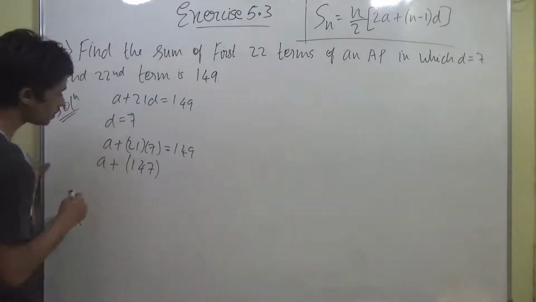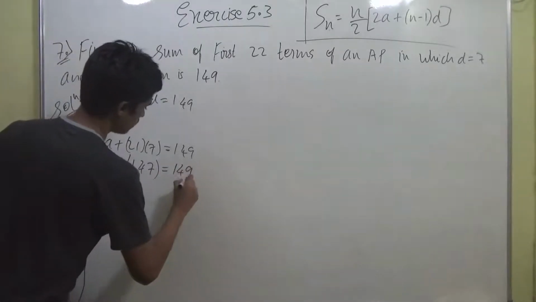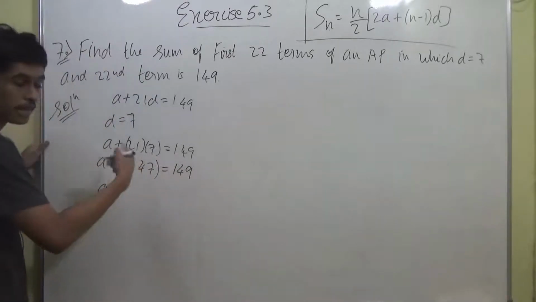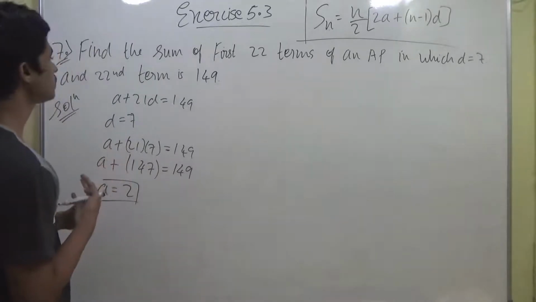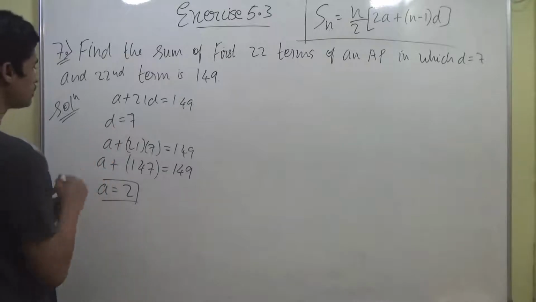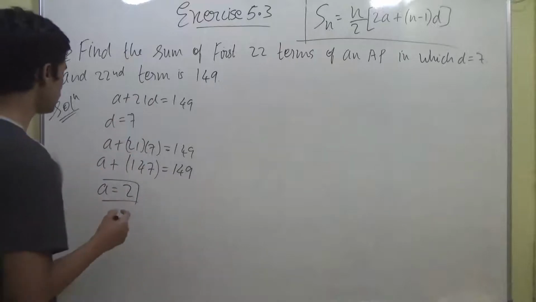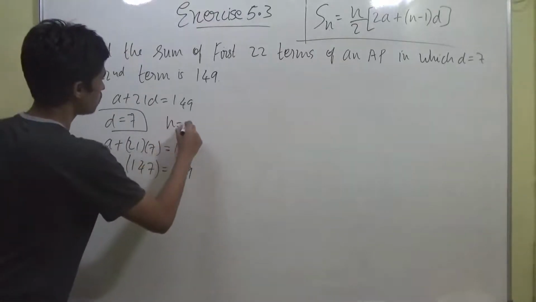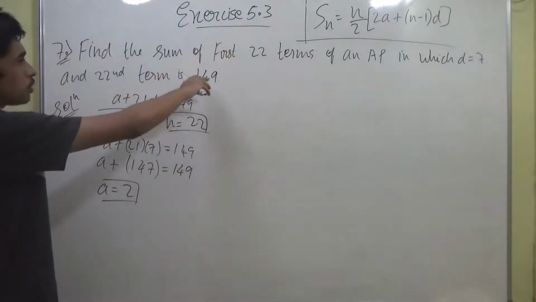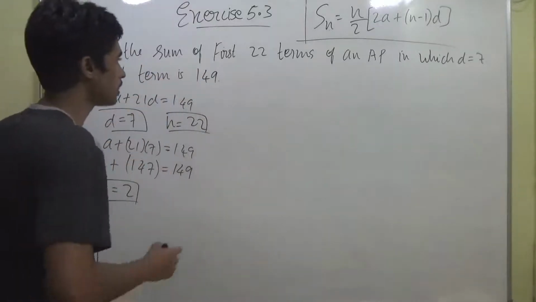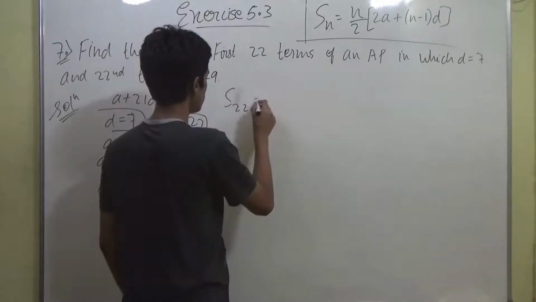A plus 147, yeah, 147 equal to 149. So a will become equal to 149 minus 147, that is 2. So we got the value of a, we have d, and then we have, what else we have? Okay, we have n is equal to 22 they have given us. Now applying these things we'll be able to find the value of S of 22, because that's what they have asked us, right? Find the sum of first 22 terms. They have asked us S of 22. So we can find it, right?